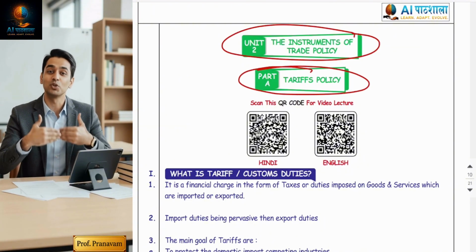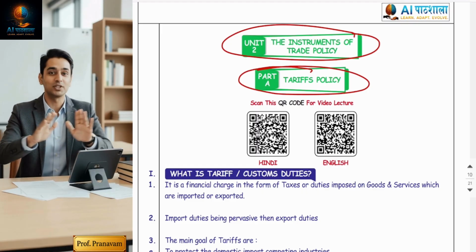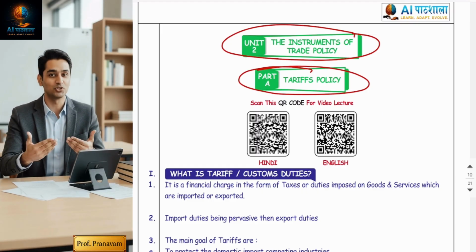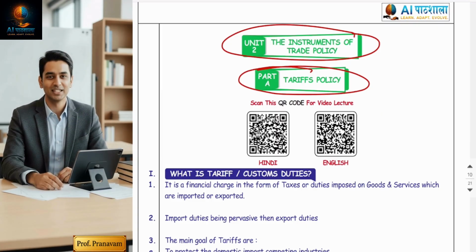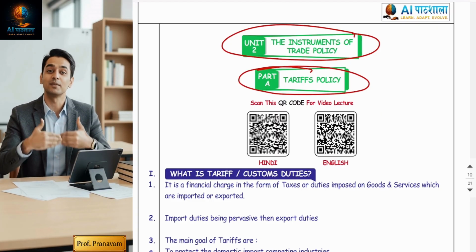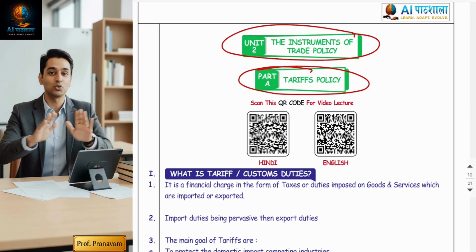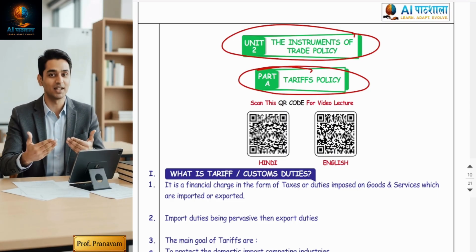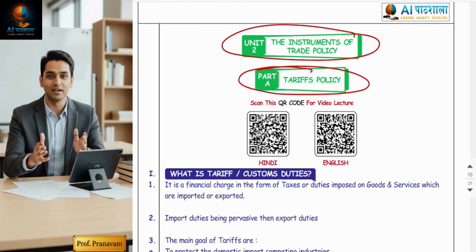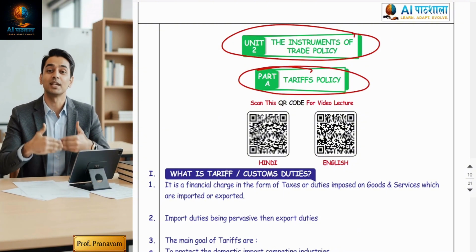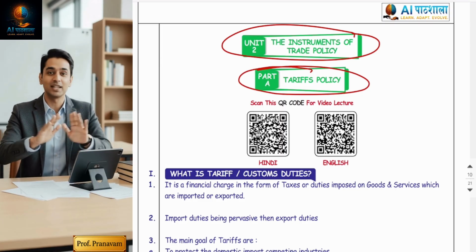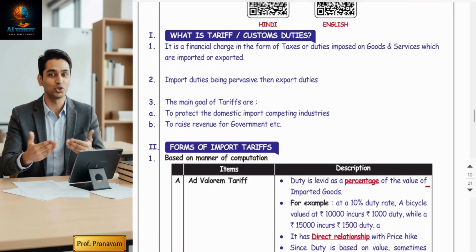By the end of this lecture, you will clearly understand what tariff actually is, why government imposes tariff, how different types of tariffs are calculated, and how tariffs can both protect and distort trade. Remember, guys, tariff is not just a tax, it is a policy decision. So now let's begin with the basics.